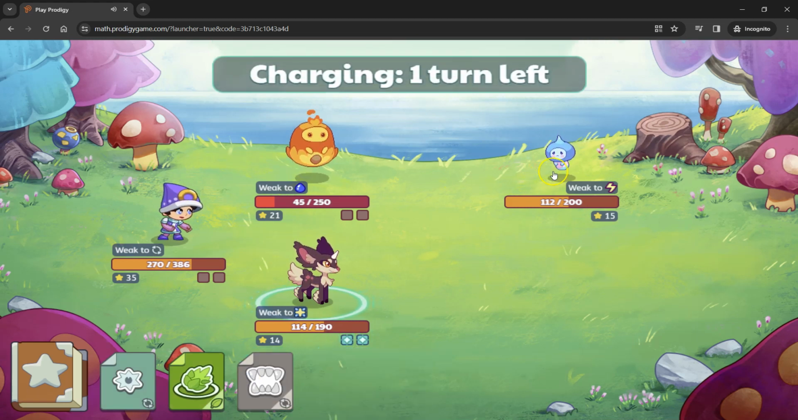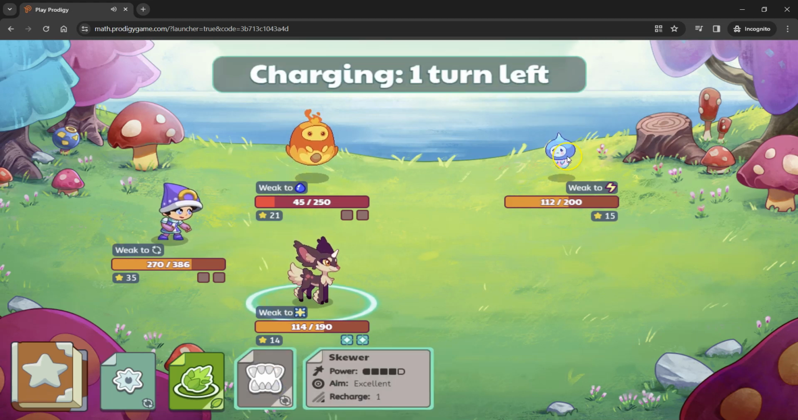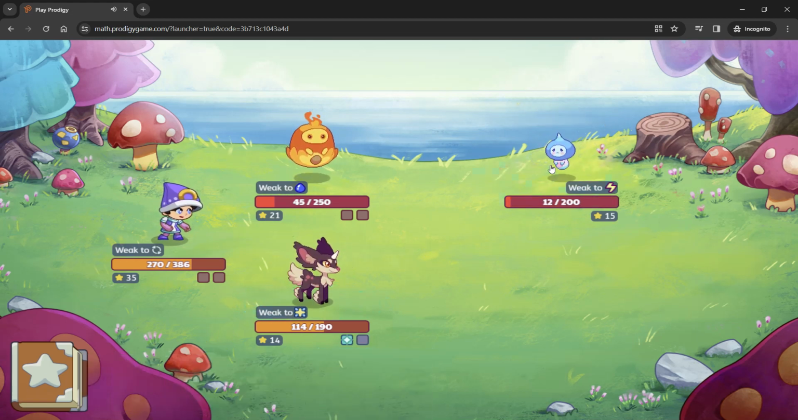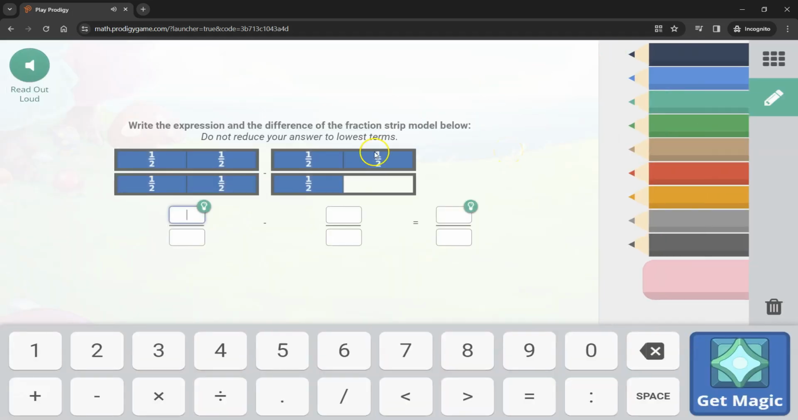All right, we're getting rid of you with Skewer. Get out. Oh, there's one time left. All right, we'll have to do Tread instead. Man. All right, here we have 4, and they're all half pieces. Here there's 3 half pieces, so the denominator stays 2. Remember, as long as our denominator is the same, we just have to deal with the numerators.